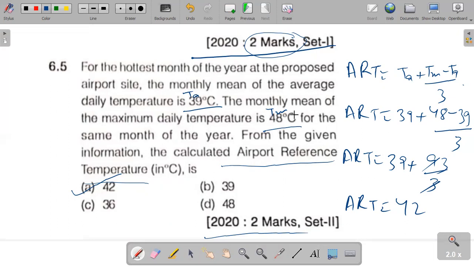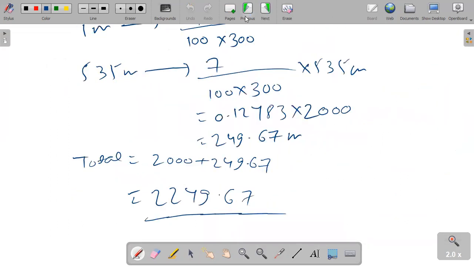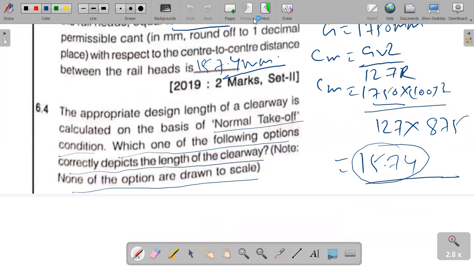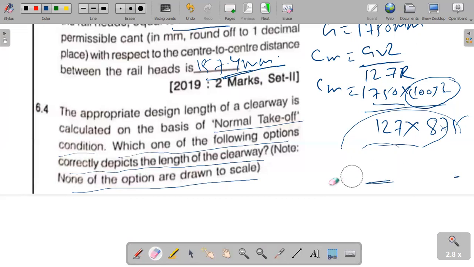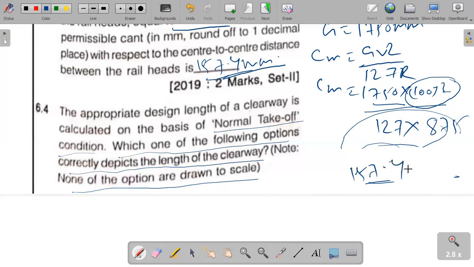So yeah, this is it. This is all about our previous year questions of the GATE examination. Okay, here the correct answer is 157.4. If you do the calculation, you'll get 157.4. Okay, so this is it. This is all about our previous year questions of the GATE examination.